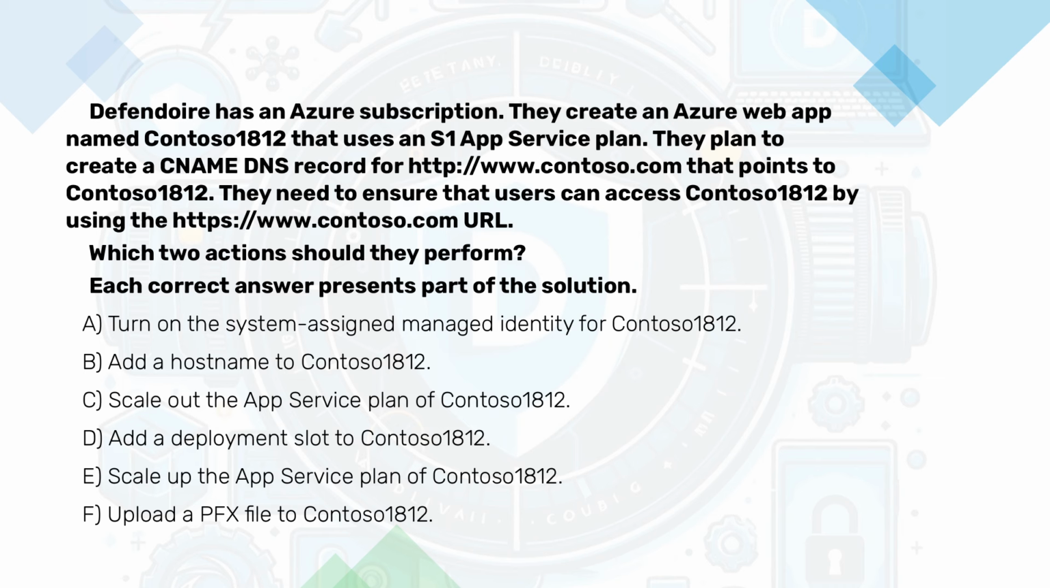A. Turn on the system assigned managed identity for it. B. Add a hostname to it. C. Scale out the app service plan of it. D. Add a deployment slot to it. E. Scale up the app service plan of it. F. Upload a PFX file to it.